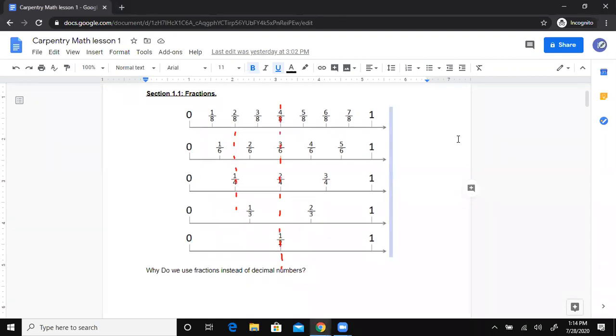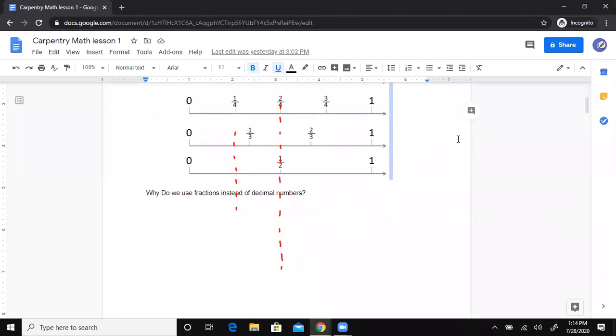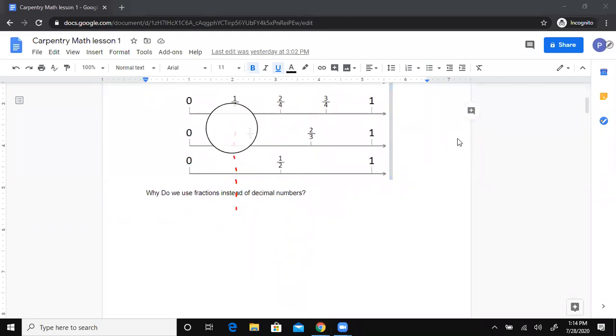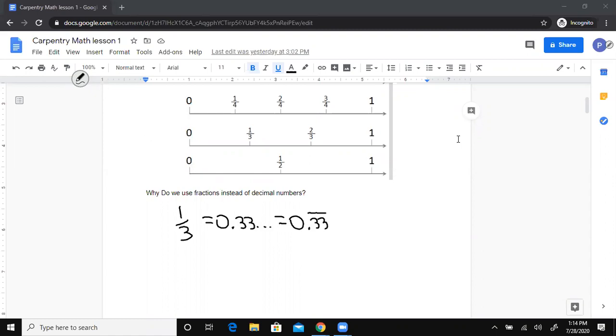So why do we use fractions instead of numbers? We use fractions instead of numbers because they're more exact. Take, for example, 1/3. If I was to write this as a decimal number, this would be equal to 0.33... We can also write that as 0.33 repeating. This horizontal line on top of the number means that it repeats forever.